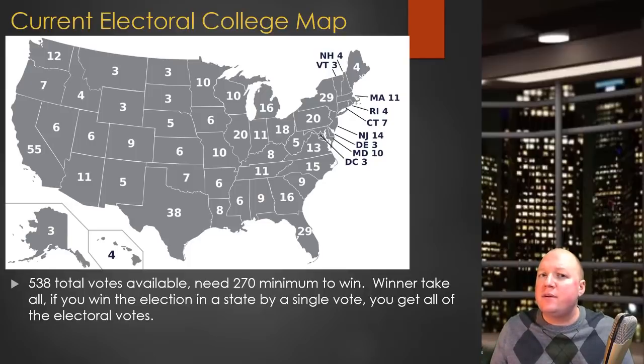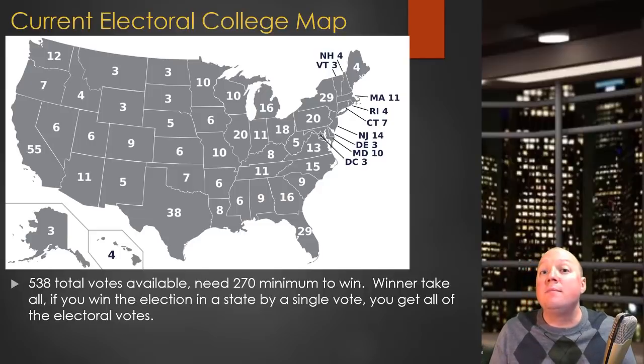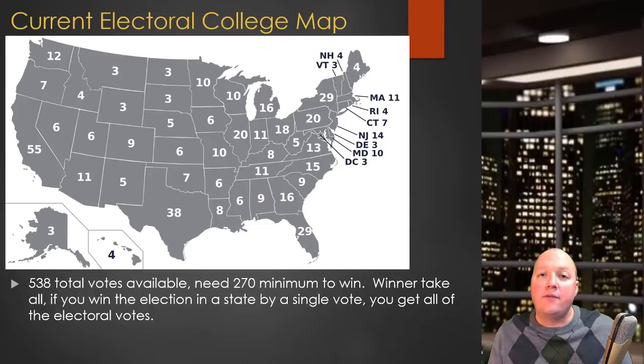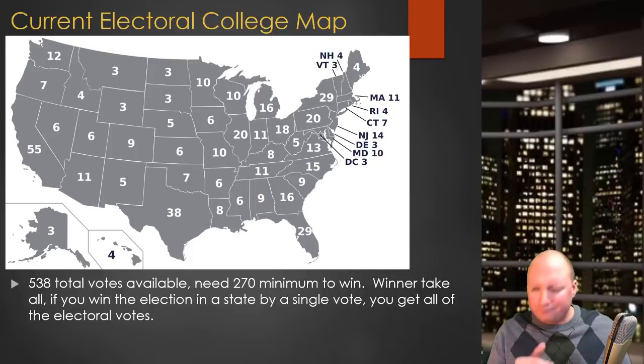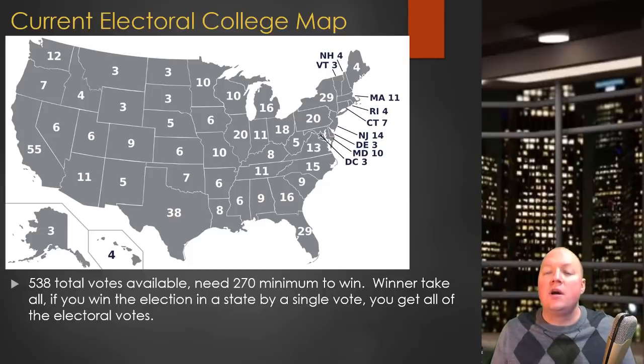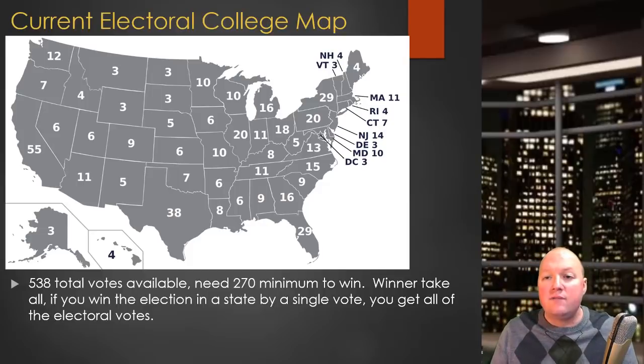We get the number 270 because if you add up all the numbers here on the map, there are 538 total votes. So you need a majority of 538. A majority is half plus 1. So 538 divided by 2 is 269, plus 1 is 270. So you have to add up enough states to equal 270 electoral votes. As soon as you have 270 votes, you're the winner and you will become the next president of the United States. And this is how the system works.